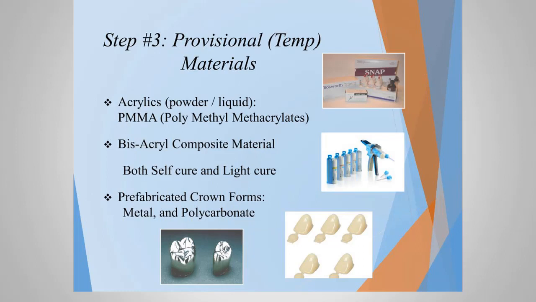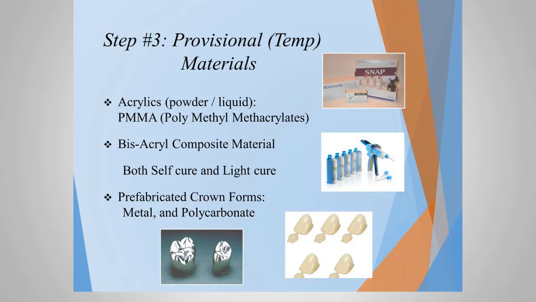Step 3, the provisional material itself. There are a lot of materials out there that people use. We started off with the polymethacrylates. This is the powder liquid method in terms of making temporaries into a matrix and mixing it up.